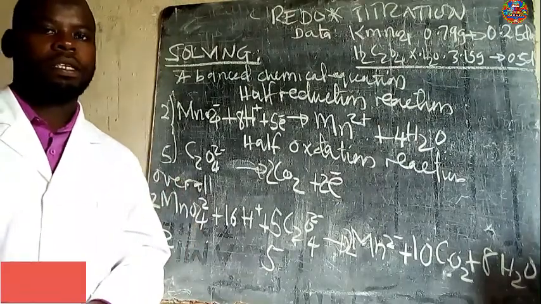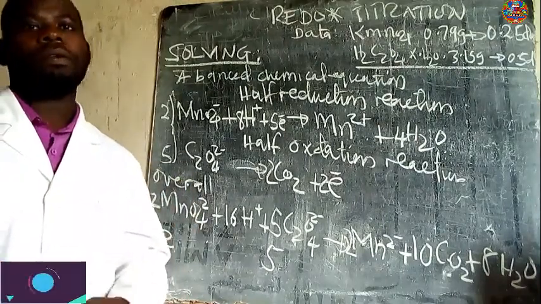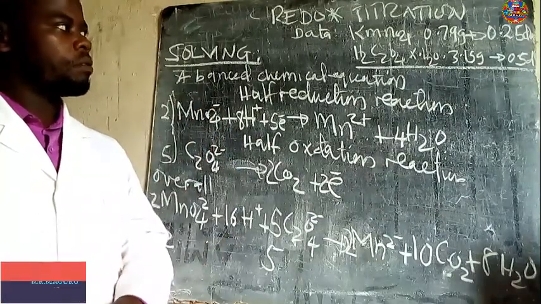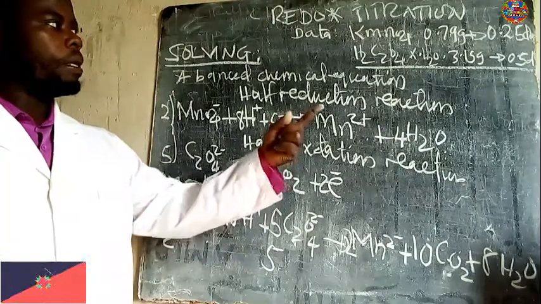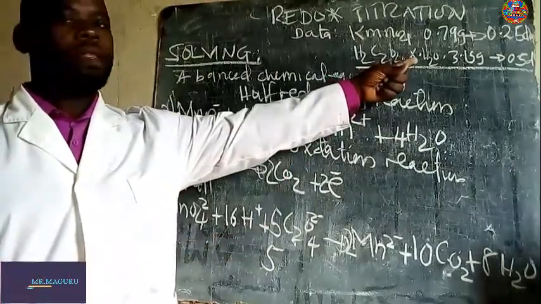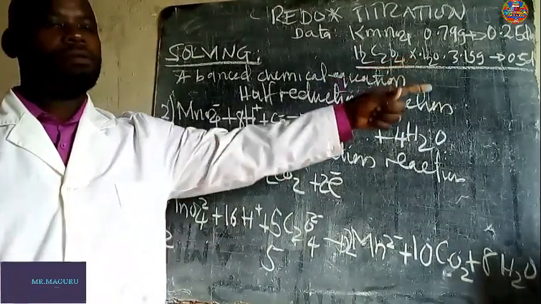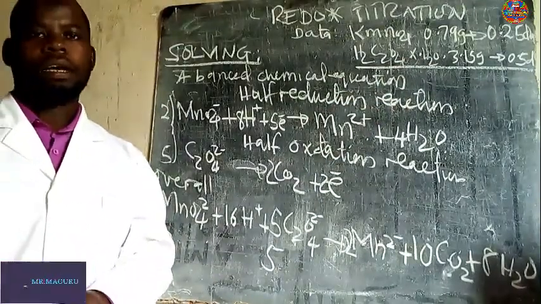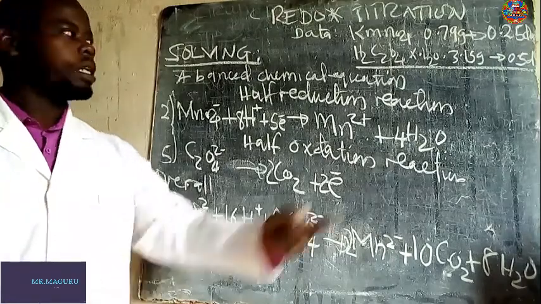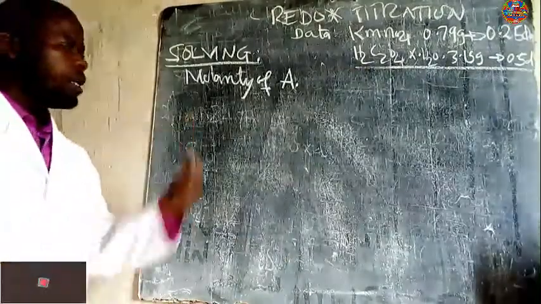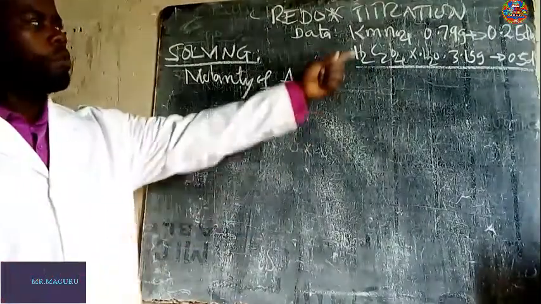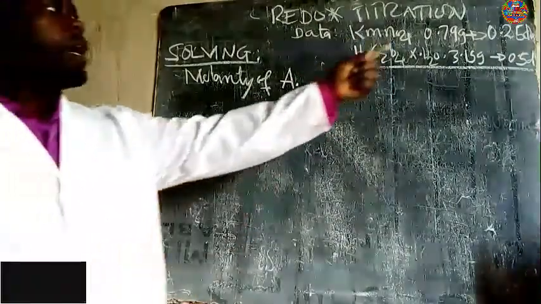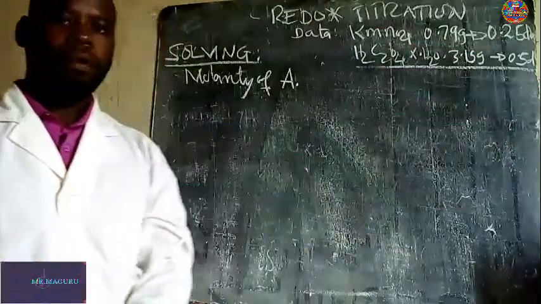Another question: calculate the molarity of solution A. We can't start with the molarity of solution B because we have an unknown value, so we have to start with the standard solution, and then we are going to find the unknown. We can get the molar mass. So, molarity of solution A. Solution A is potassium permanganate. According to our data, we have mass and we have a volume.